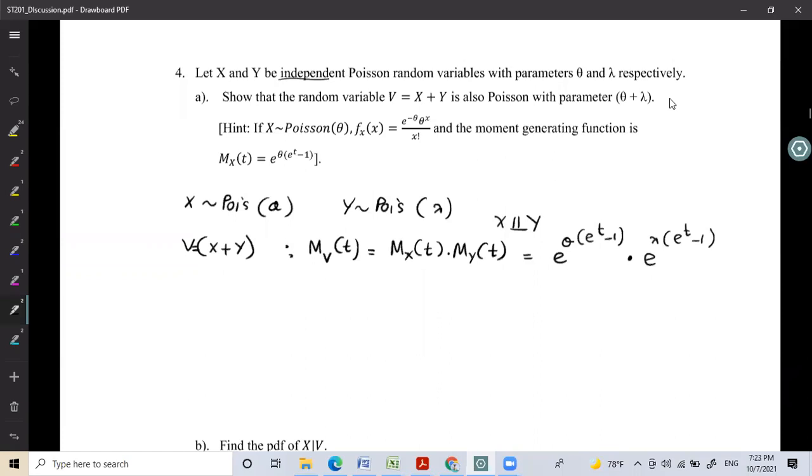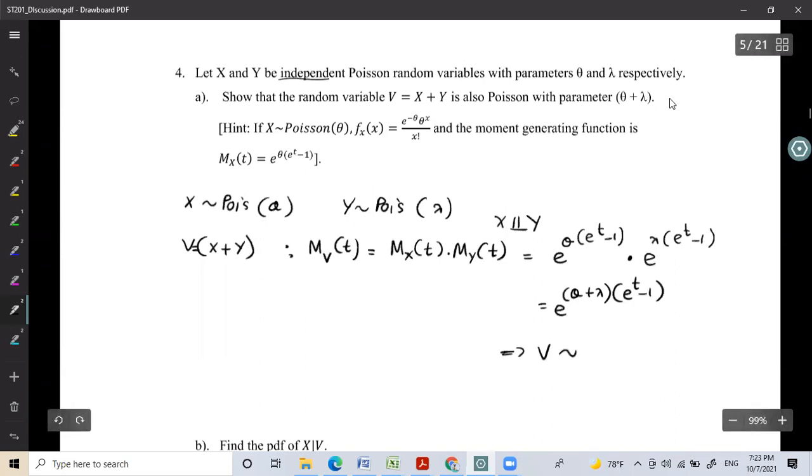Now let's rearrange the terms. What do you get? You have e to the (theta plus lambda)(e to the t minus 1) is common. So what is this? This is the moment generating function. It is the uniqueness property. So this is again the form of a Poisson distribution. And you can clearly see that this is the new parameter theta plus lambda. So which means V will follow a Poisson distribution with theta plus lambda. So this is the new parameter. Okay, so that is what we have to show. Okay, so that's done.